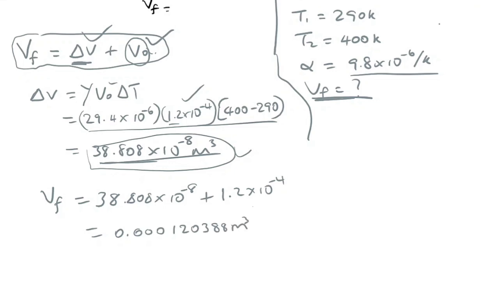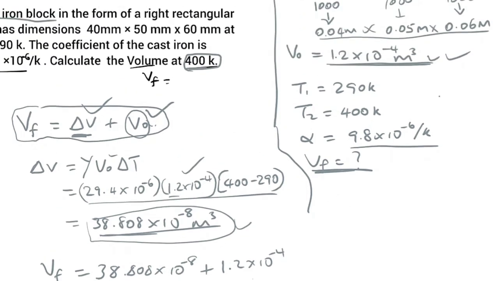Then the answer that we get is in cubic meters, 120.388 cubic centimeters, in centimeters. Here it is in meters, you can change it into millimeters, but I was just showing you how you add to find the final volume, because the statement said you must find the volume at this temperature. That means it is the final volume that they are looking for at this temperature.